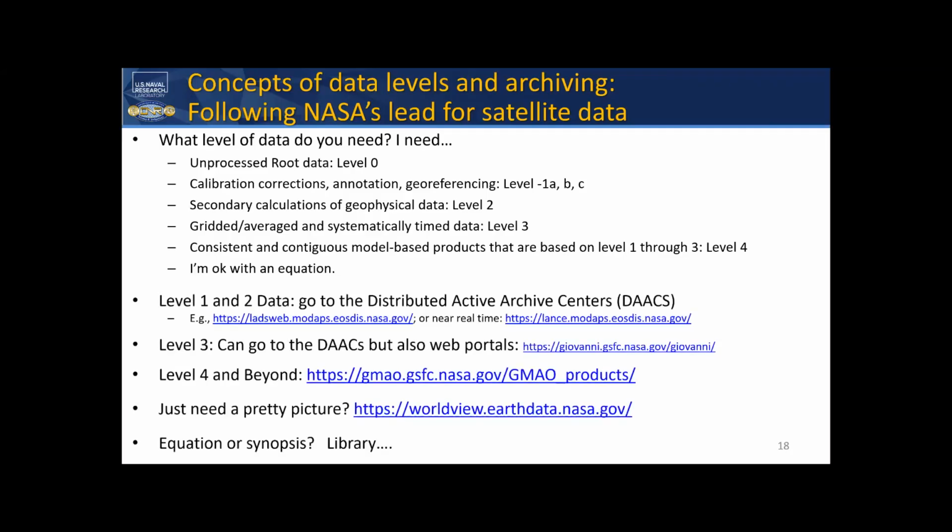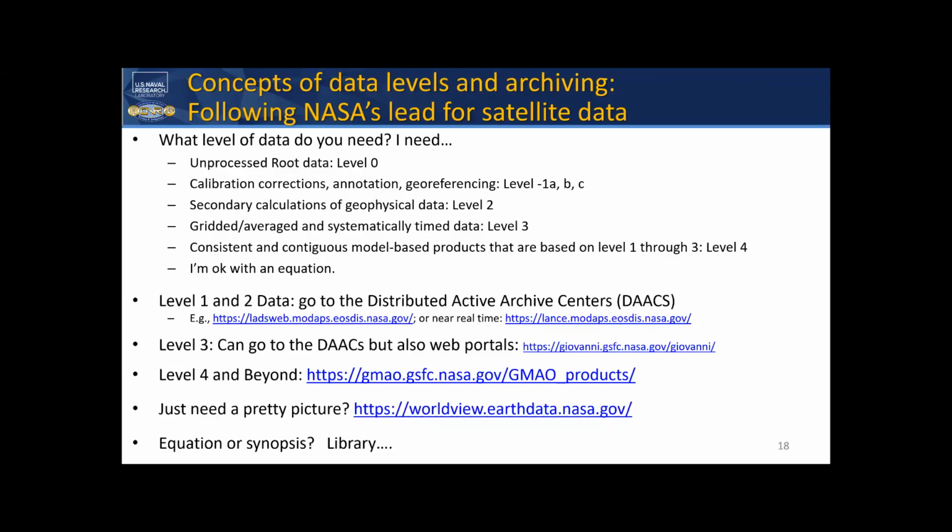For example, from NASA, they have all these different archive centers that you should poke around with if you need the raw data, right? Level 1 and level 2, you go to the DAACs. They have a wonderful Giovanni portal if you want to slice and dice aerosol data for your problem.